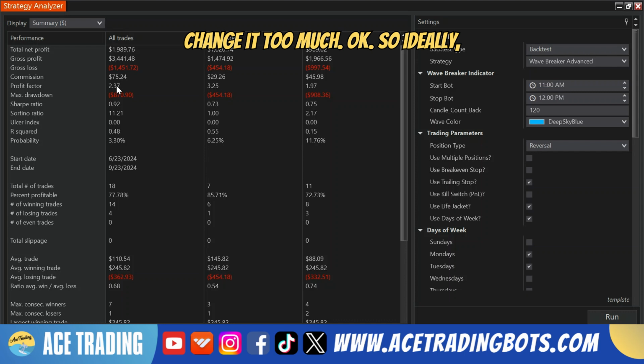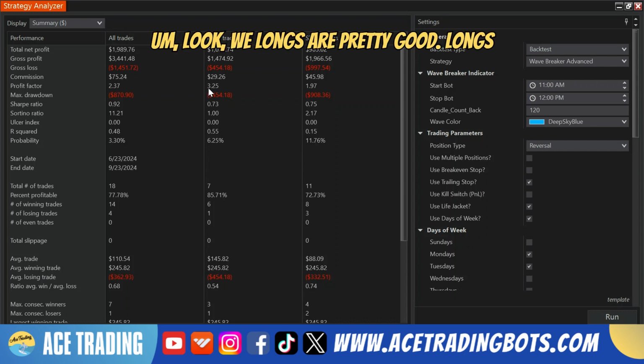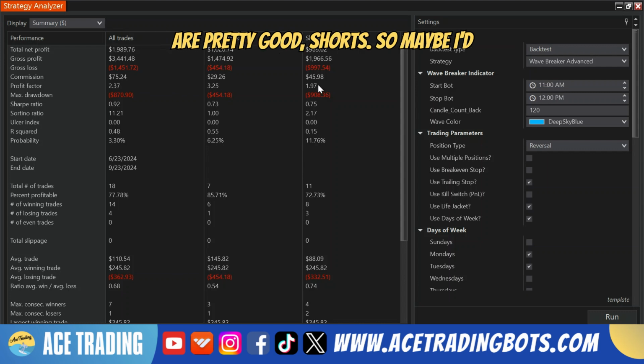Okay, so ideally, look, longs are pretty good. Longs are pretty good. Short, so maybe I'd like to limit what kind of trades I would like to take. But now I'm digging down deeper and deeper, and I'm taking fewer trades, but they are more successful. Okay, quite a good win percentage. But to be honest, we can't predict what's going to happen in the future. So I like having a longer trading period.